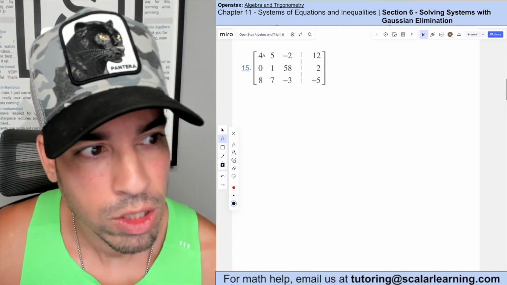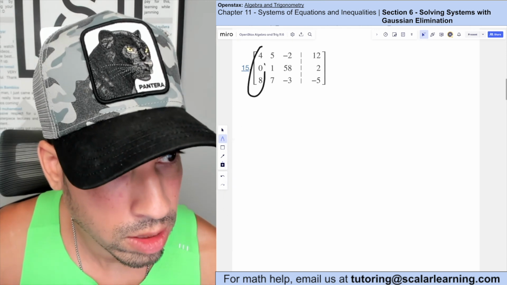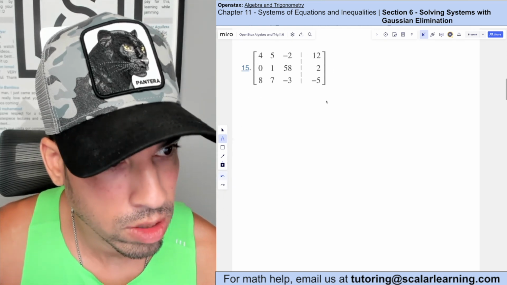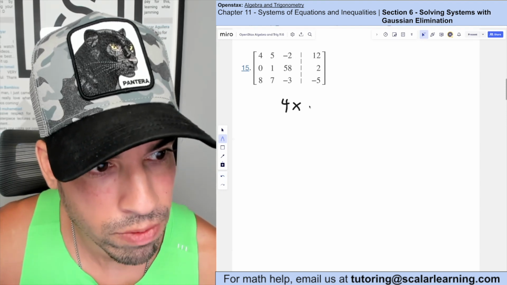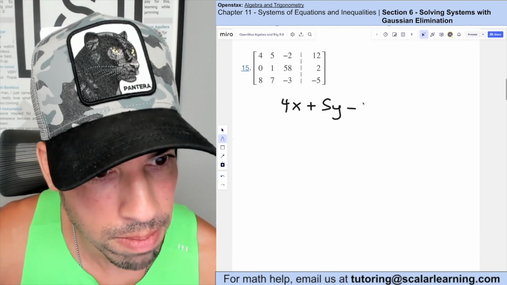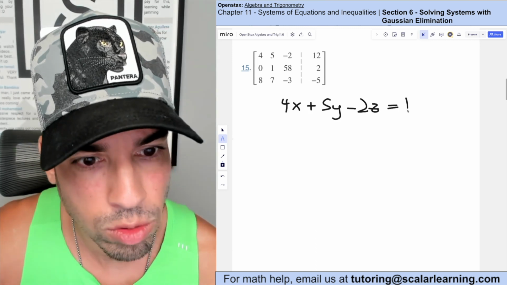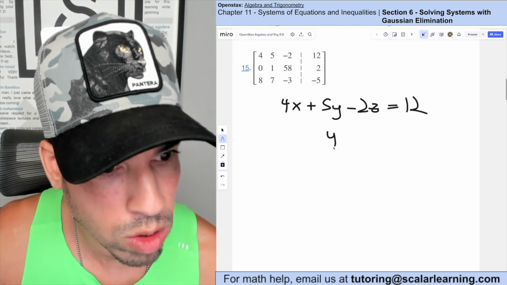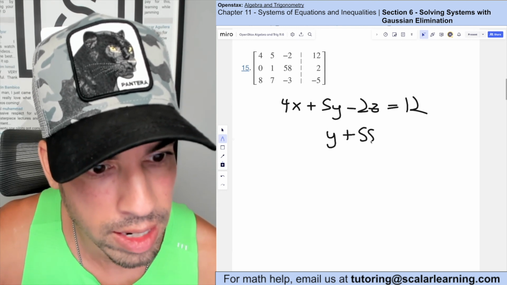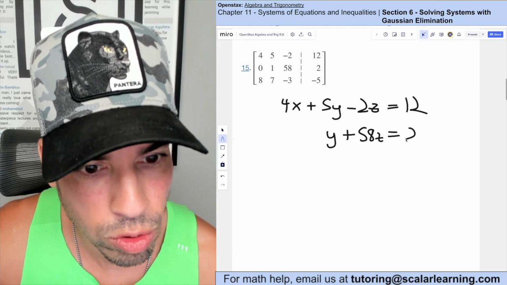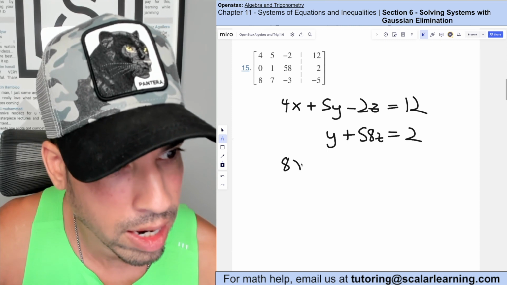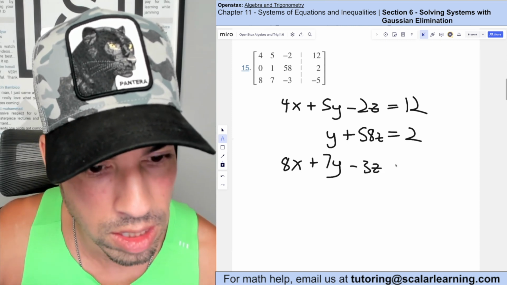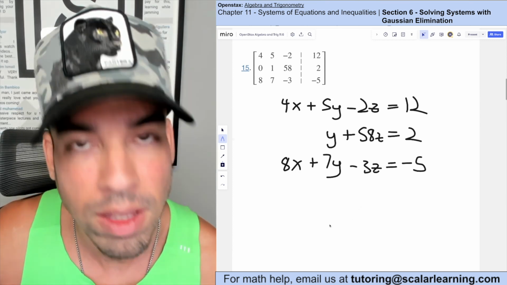Done. For this one, since we have 3 columns, note that these go with x, y, z, and these are the standalone constants. So now let's write that out. We got, for the top one, 4x plus 5y minus 2z is equal to 12. Second row, we got 0x, I'm not going to include it, plus 1y plus 58z is equal to 2. Last but not least, we got 8x plus 7y minus 3z is equal to -5. That's how you do it.